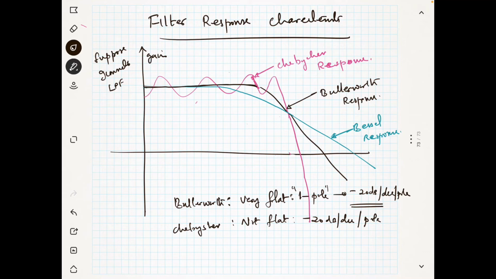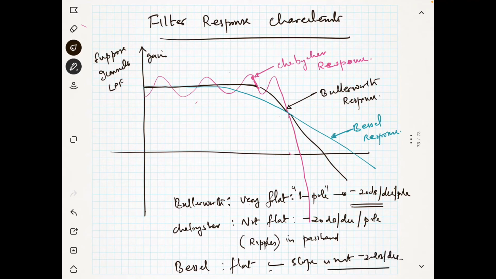So that's Chebyshev, where ripples are there in the pass band. Now another response is the Bessel response. It's a flat response, but it does not have the slope of minus 20 dB per decade. It's a flat response with a slow roll off. We can call this phenomenon roll off.